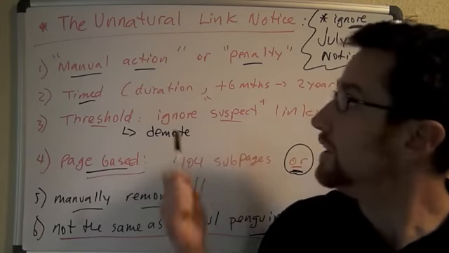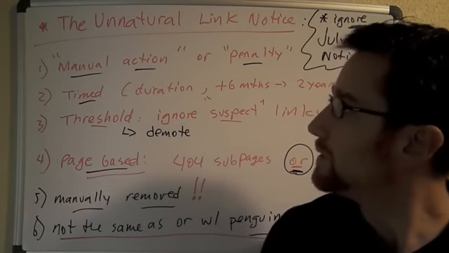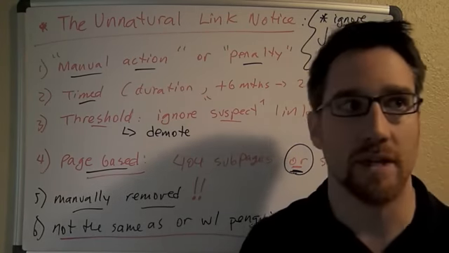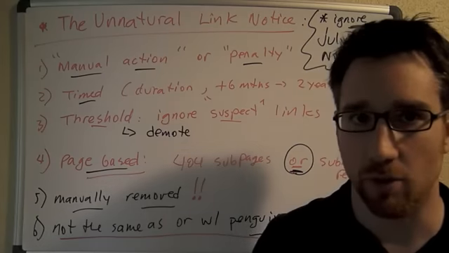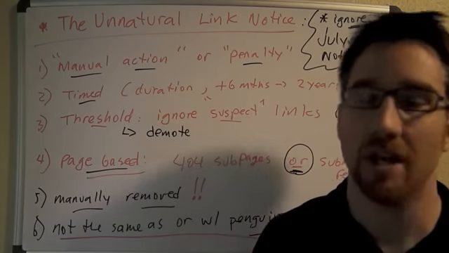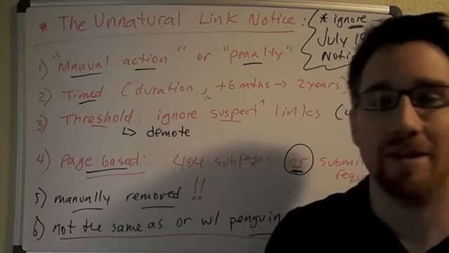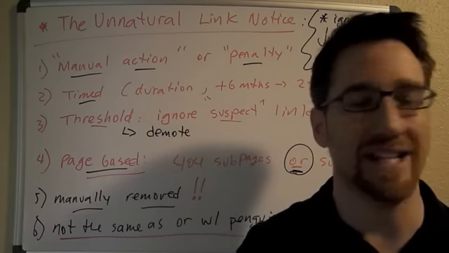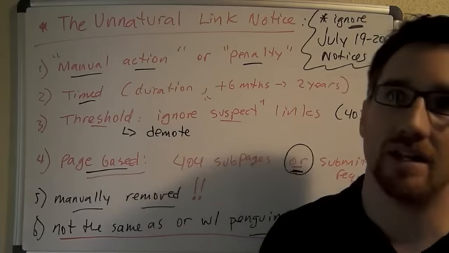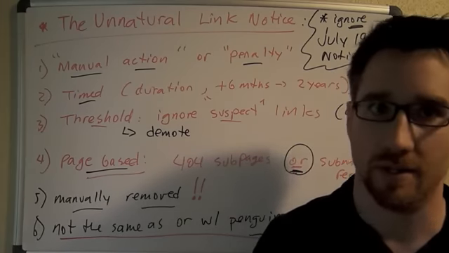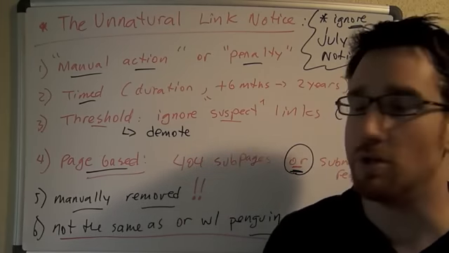Okay, the unnatural link notice, what is it? Well, the unnatural link notice is a manual action taken by Google. That's the words they use, manual action, otherwise known as a penalty. It is a timed penalty. That means it has a duration of at least 6 months. I've seen it last as long as 2 years. So it is timed. You can wait it out.